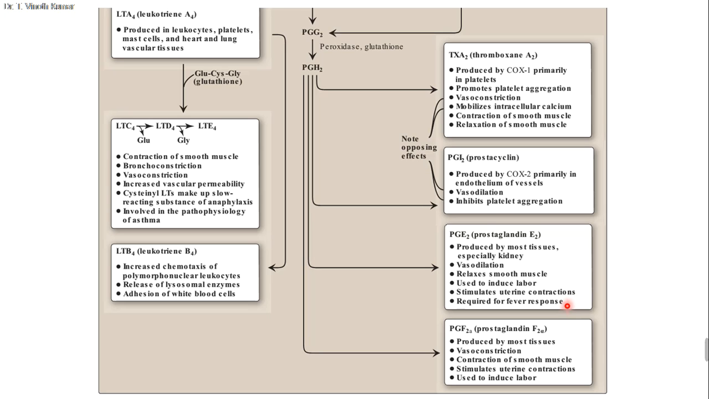So the next product is PGF2A, or F2 alpha. It is produced by most cells of the body, and causes vasoconstriction. Here it is dilation, and this is constriction and contraction of the smooth muscles, and it stimulates uterine contraction and is used to induce labor. So both can be used to induce labor, one in the later stages and the other in the starting stages. And with this, we have covered all the areas of the prostaglandins, leukotrienes, and thromboxane, that is eicosanoid metabolism. So this overview is completely covered, and this is also very important for the examination. All the very best.